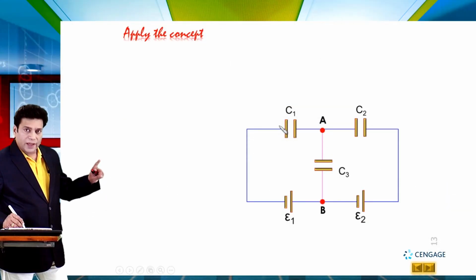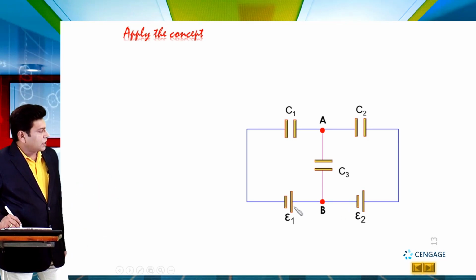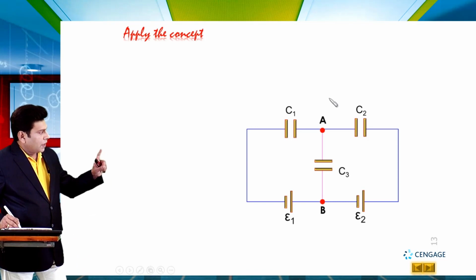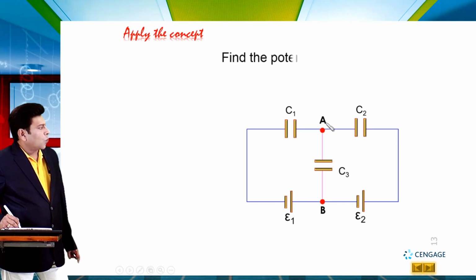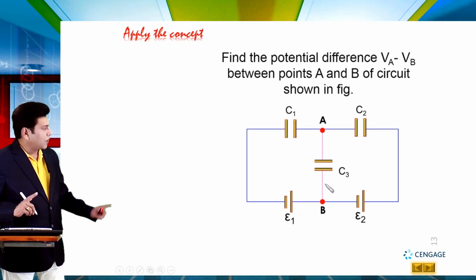You can observe here in this diagram, there are two batteries E1 and E2 connected with the three capacitors C1, C2 and C3. And here we need to find VA minus VB, that is the potential difference across capacitor C3.